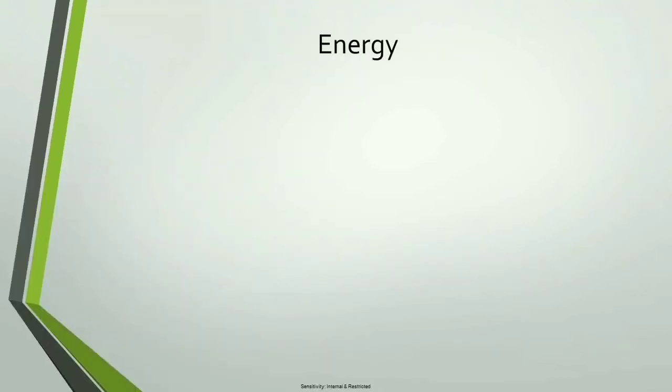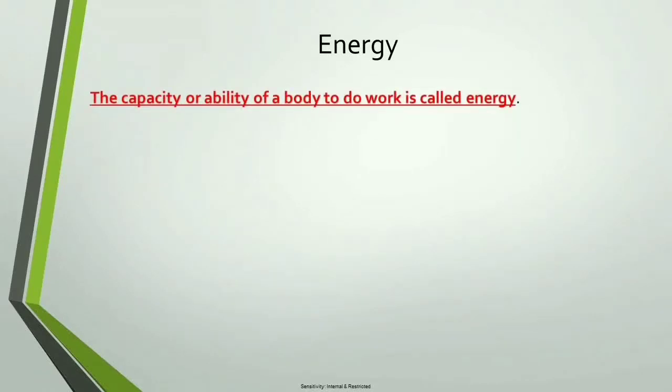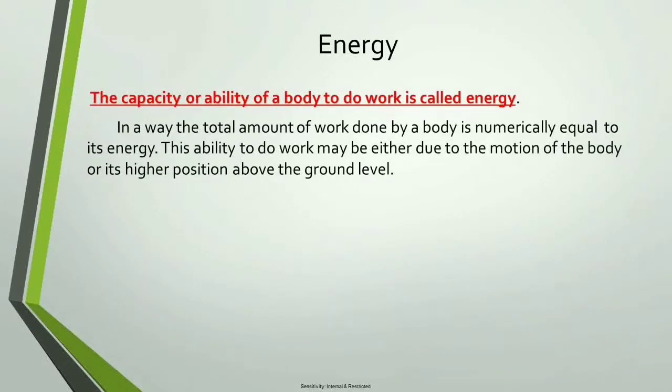So as we know, the word energy is commonly used in our daily life. Science has given it a definite and precise meaning, which is: the capacity or ability of a body to do work is called energy. Clear? That means in a way the total amount of work done by a body is numerically equal to its energy. Clear? So this ability to do work may be either due to the motion of the body or its higher position above the ground level.